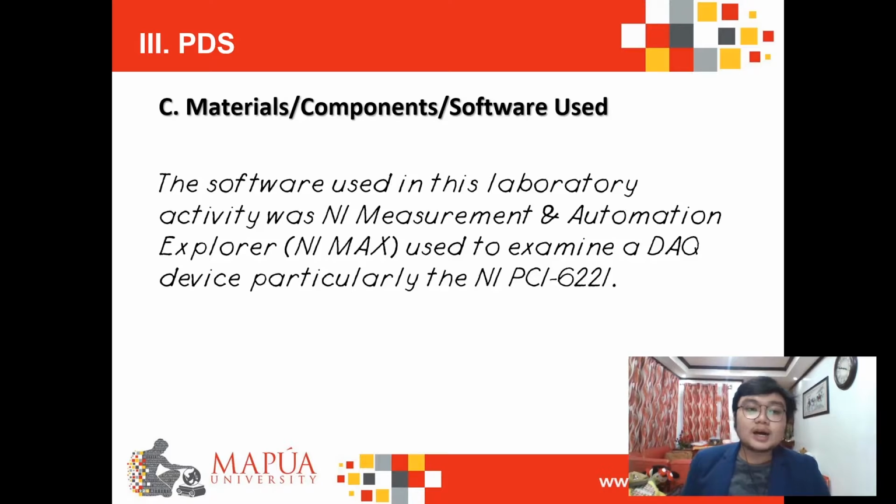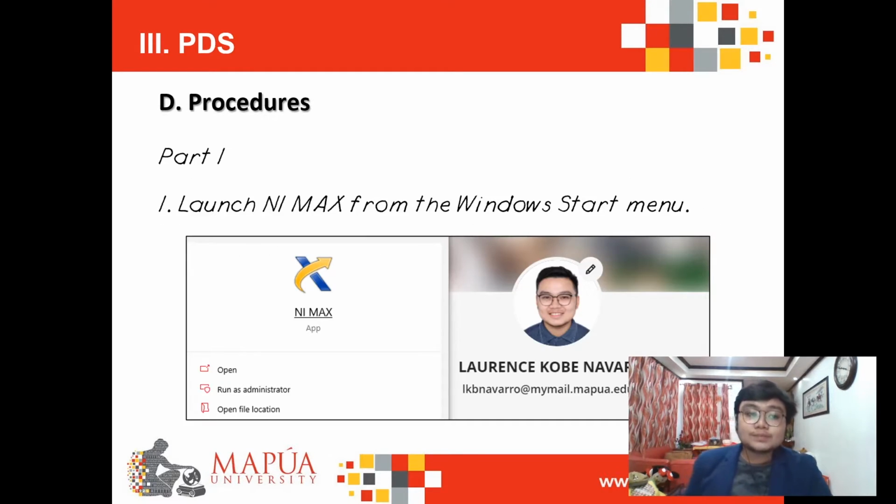So for letter C, materials, components, and software used, the software used in this laboratory activity was NI Measurement and Automation Explorer, or NI-MAX, used to examine a DAQ device, particularly the NI PCI 6221. The software application LabVIEW 2020 was also introduced, and some of the concepts on how to use the front panel and block diagram were discussed in the video lectures. So for letter D, procedures.